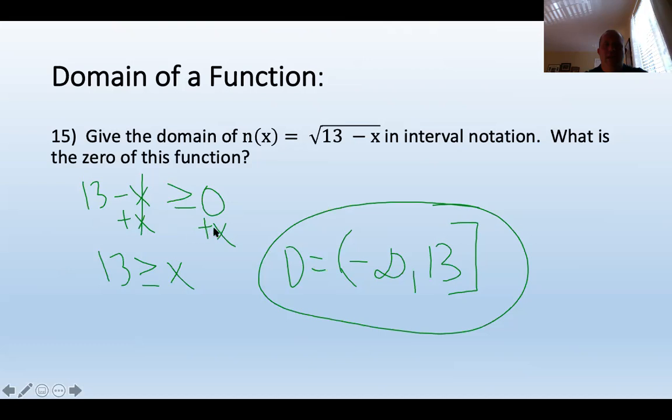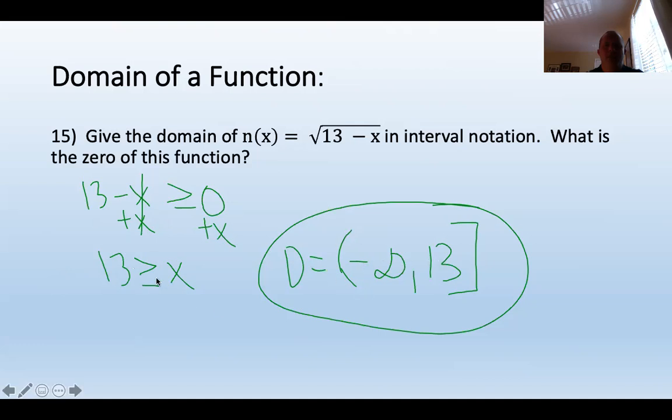We add x to each side, and we end up with 13 is greater than or equal to x. So x must be less than or equal to 13, or the function would be undefined. So our domain is going to be our x's going from parentheses negative infinity to 13.